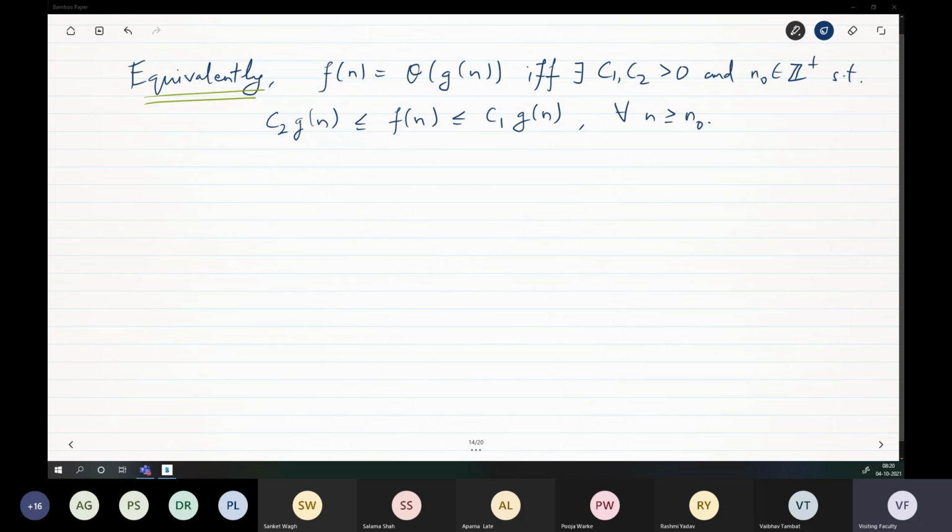Sir, can you please explain the fourth example which you did for Big O? One second. Fourth example for below. Okay. One second. So I was just looking at the.